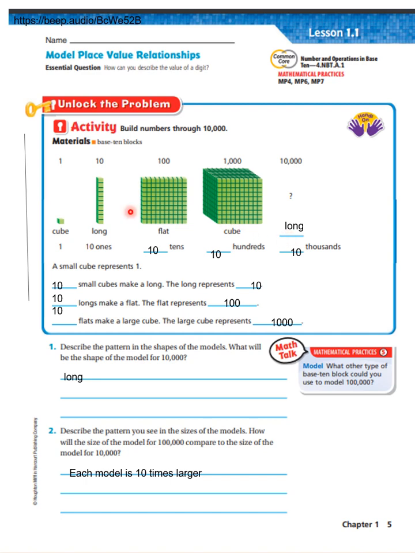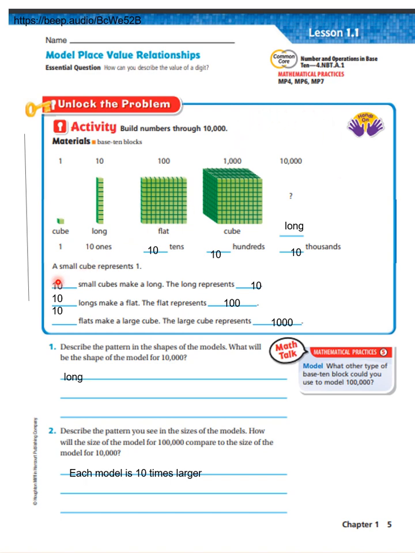This goes in a pattern: cube, long, flat. Cube, long, flat. So if we have cube, long, flat, we have a cube here. 10,000 is going to be represented by a long, and that's going to be 10 thousands. So if we go cube, long, flat, cube, long, what would 100,000 be represented by? It would be a flat. And 1,000,000 would be represented by a cube.